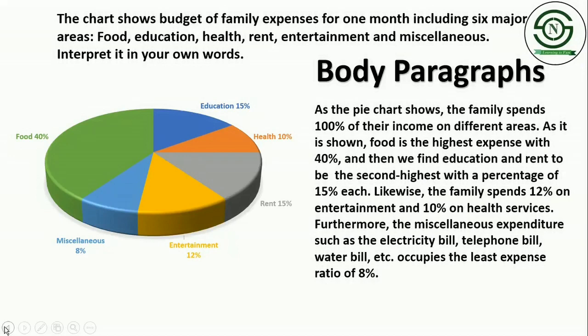As the pie chart shows, the family spends 100% of their income in different areas. As it is shown, food is the highest expense with 40%, and then we find education and rent to be the second highest with a percentage of 15% each. Likewise, the family spends 12% on entertainment, 10% on health services. Furthermore, the miscellaneous expenditures such as electricity bill, telephone bill, water bill, etc. occupies the least expense ratio of 8%. So that's exactly what you have done.